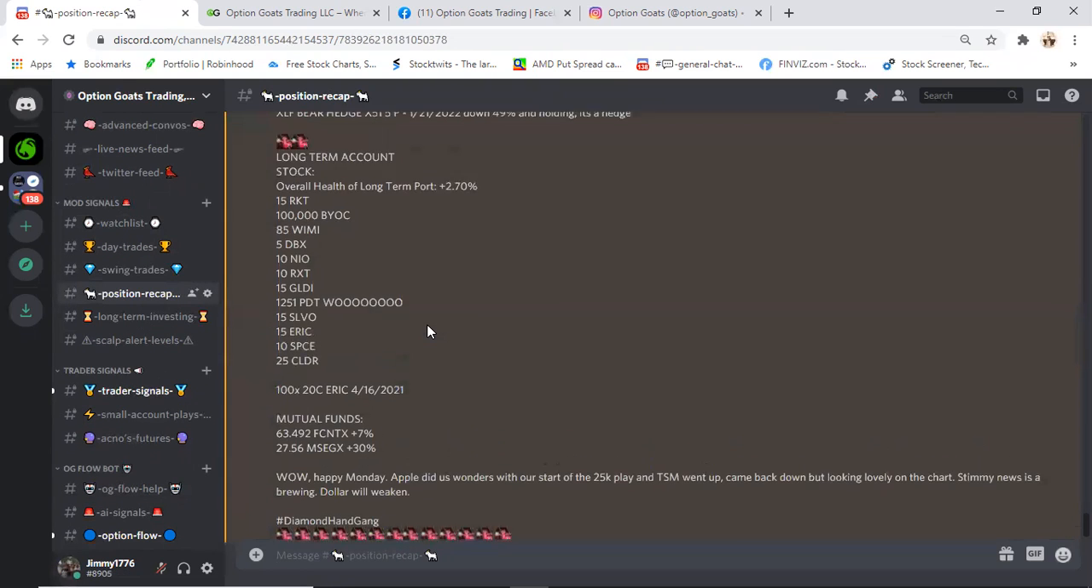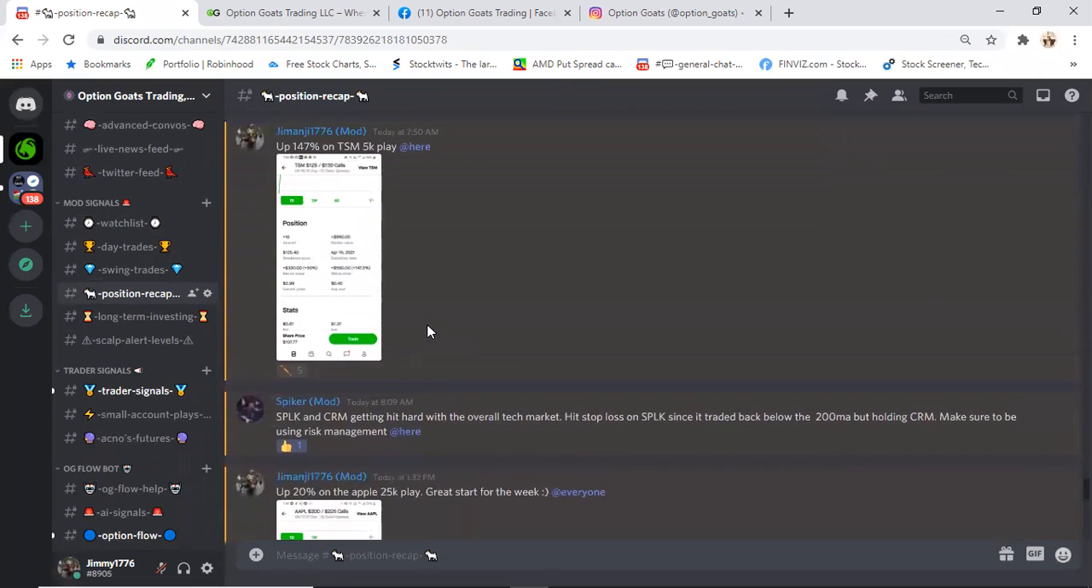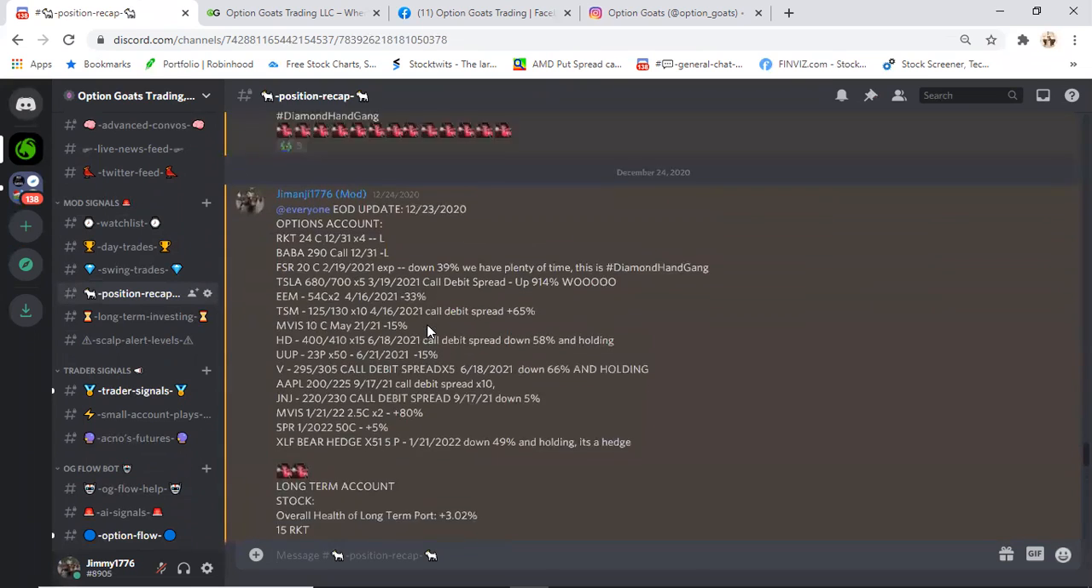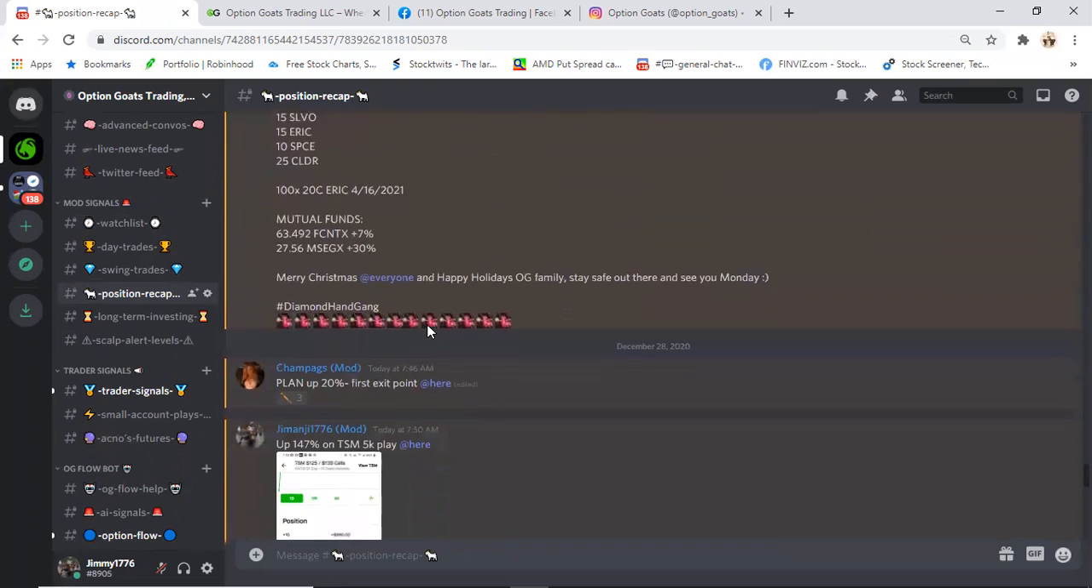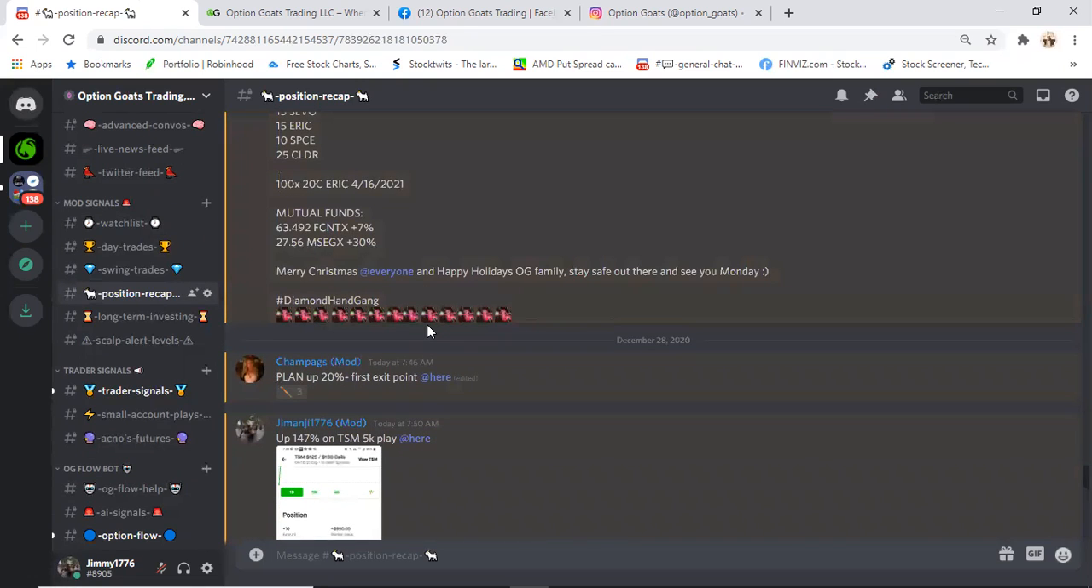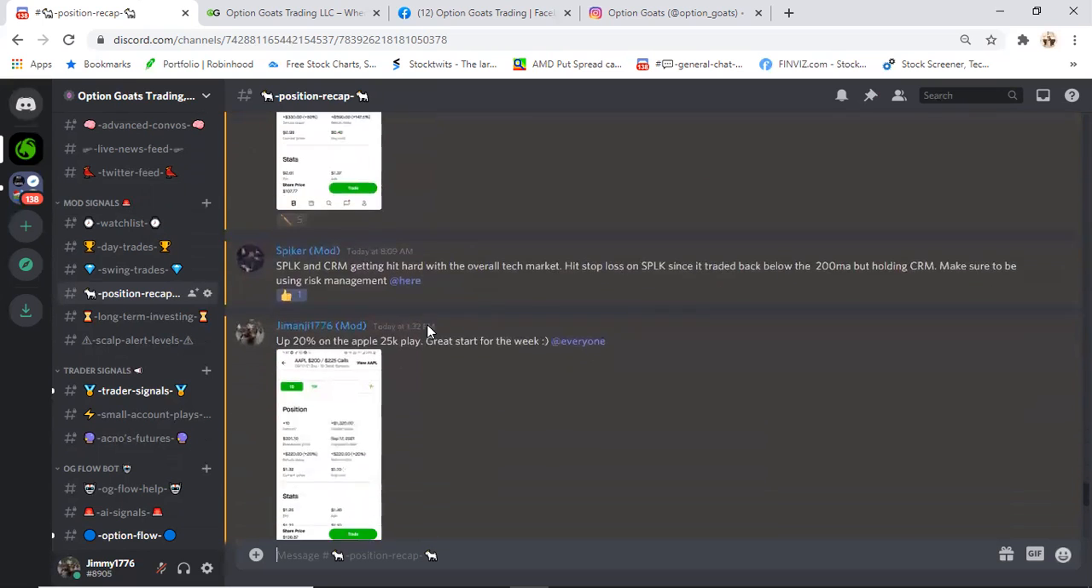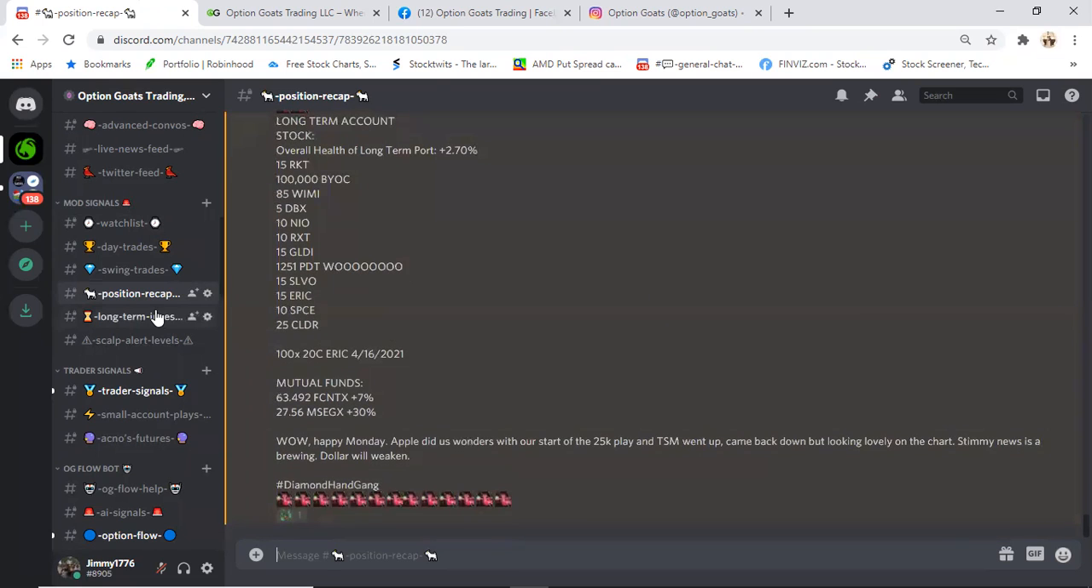Position recap every day. At the end of the day, we'll post what positions we're rolling into the next day. You'll usually see mine is the longest because I'm the long-term trader. I hold a lot of positions for a long period of time, so there's always a lot of tickers and positions that I hold overnight. If anyone else holds anything, they'll be posting here as well.